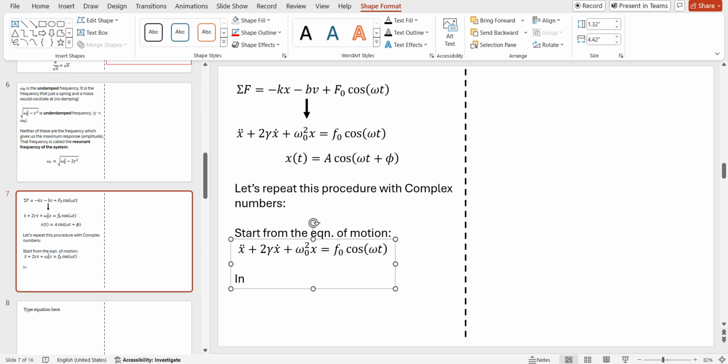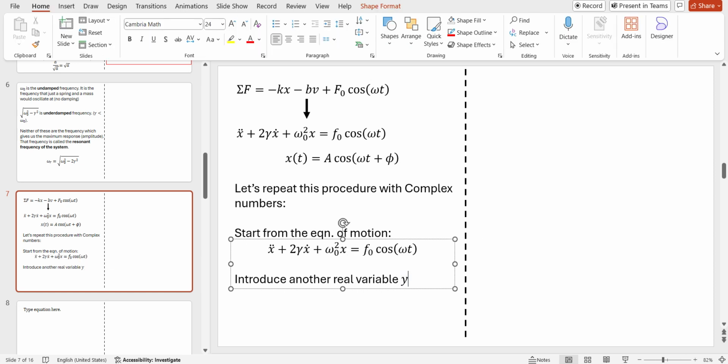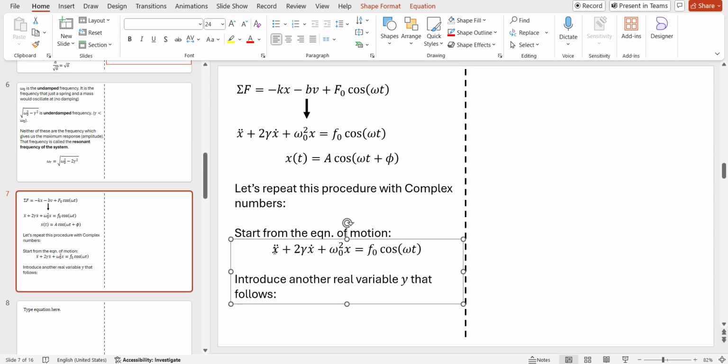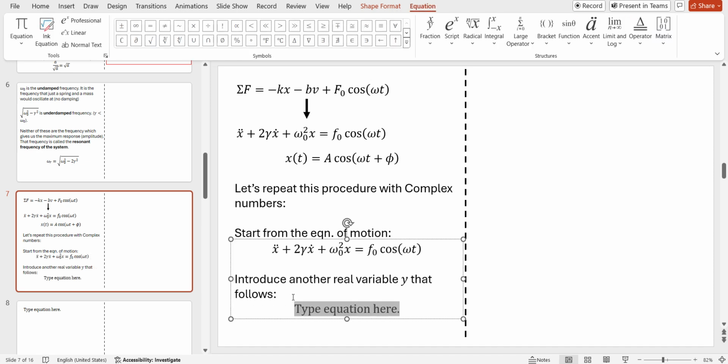So the way that we do that is very similar to last time, right? We introduce another real variable y that follows the following equation. I'm just going to write it. y double dot plus 2 gamma y dot plus omega naught squared y equals f naught. It's not actually the same this time.